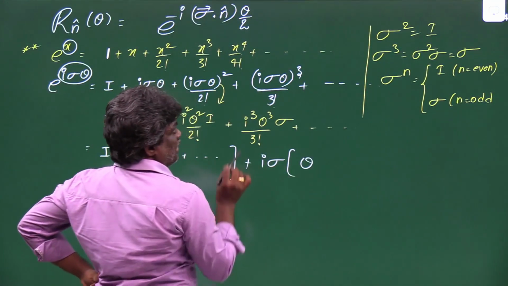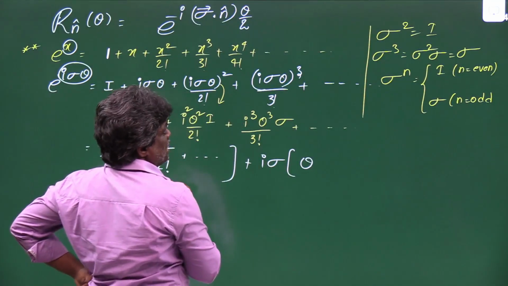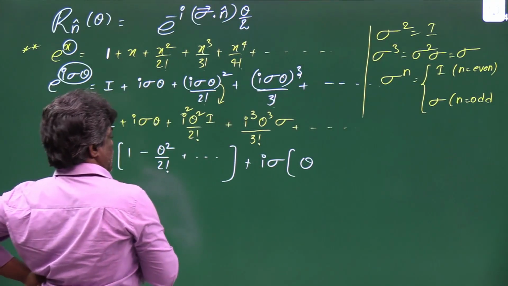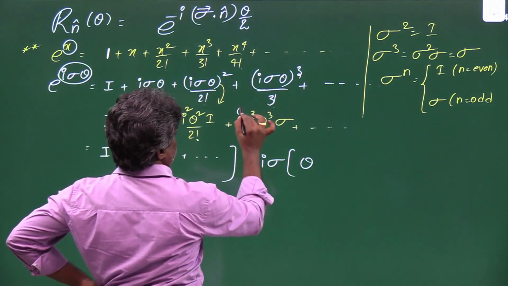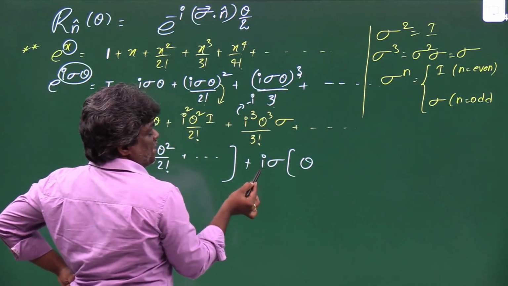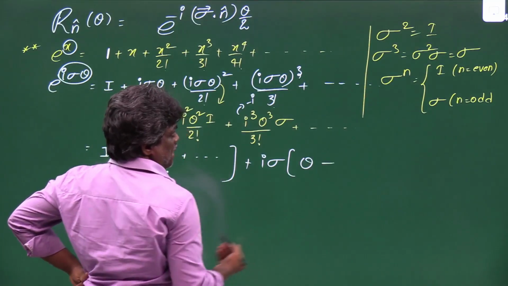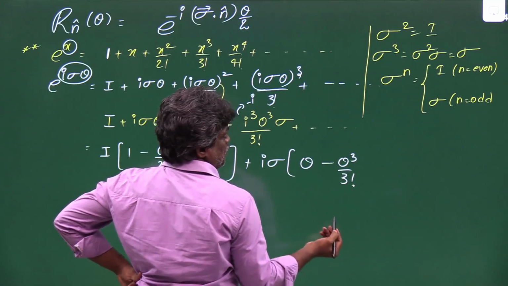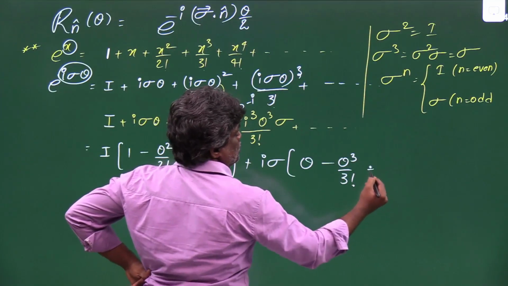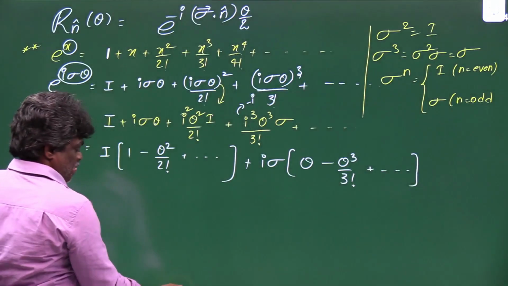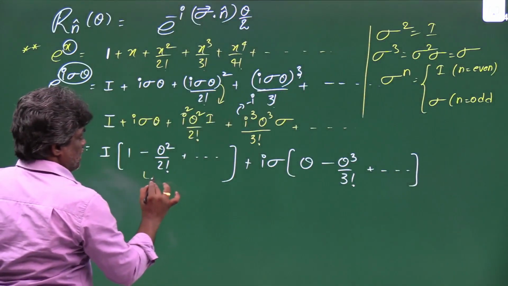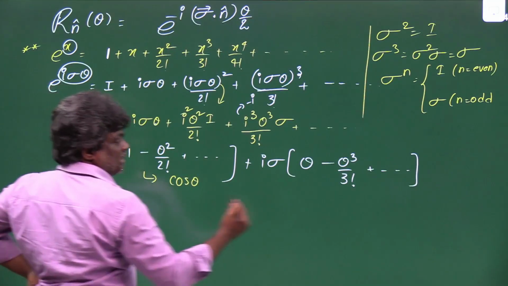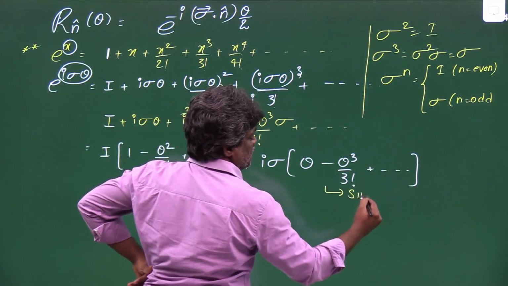Here iota cube. What is iota cube? Iota cube is I square minus I, minus I. That's good, but already you have taken iota common. That's why minus theta cube by 3 factorial, plus so on. Actually, this is nothing but cos theta expansion. This is nothing but sin theta expansion.